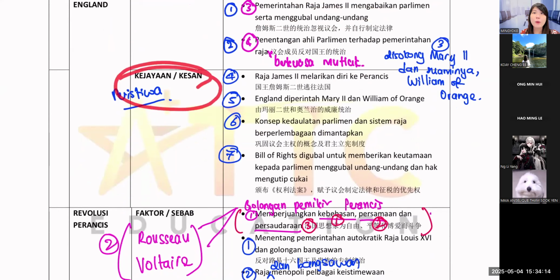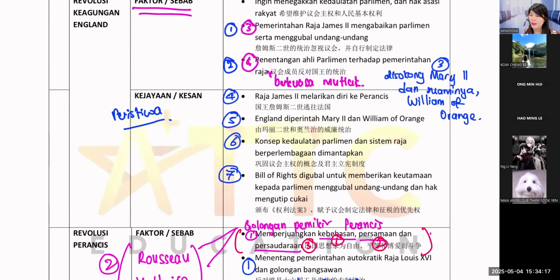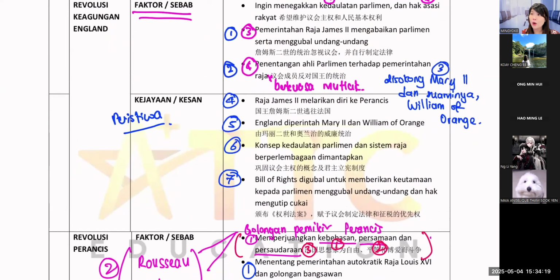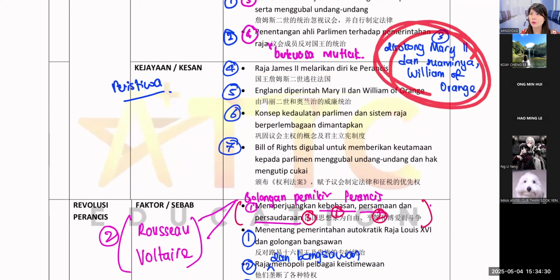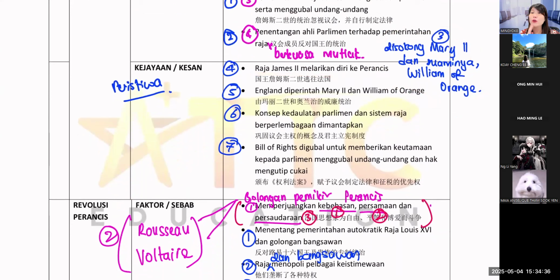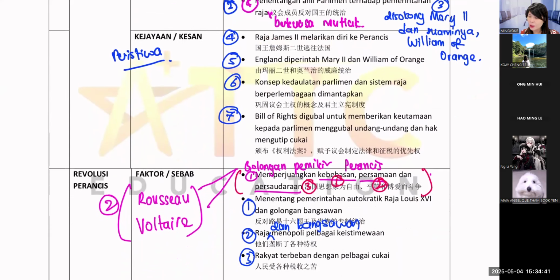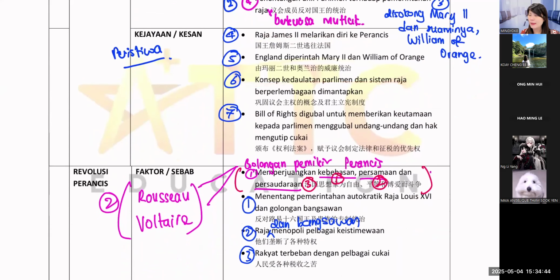Then if they ask you the peristiwa lah, overall the kejayaan, everything, right? The story starts from Raja James II ignoring the parliament, creating the law, and that's when the parliament went against the king with absolute power. Of course, the third one is where Mary II and her husband supported it. That's why Raja James II realized that he has no supporter. He ran to France, and finally England was ruled by Mary II and William of Orange. And the concept kedaulatan parlimen and sistem raja berperlembagaan were strengthened. Bill of Rights was created, prioritizing the parliament in charge of the law and the right of collecting tax.